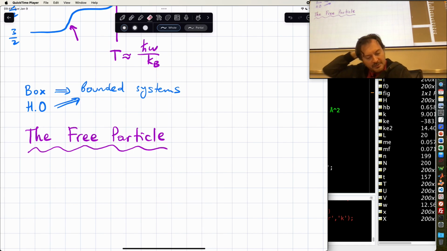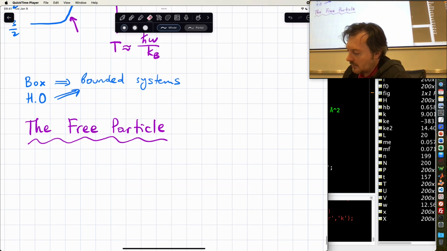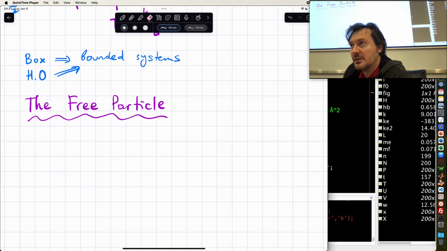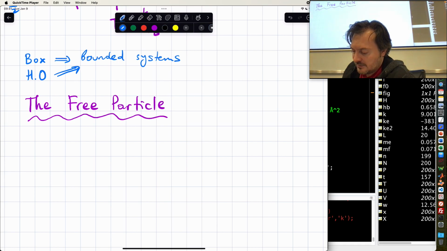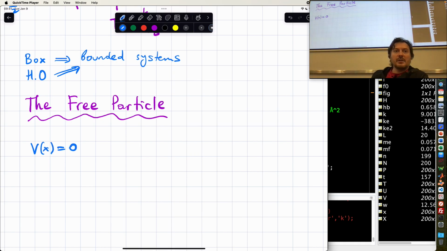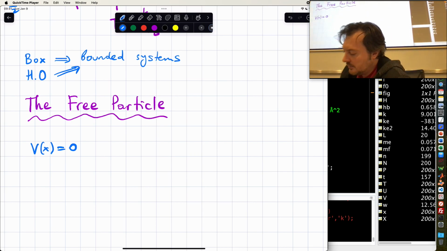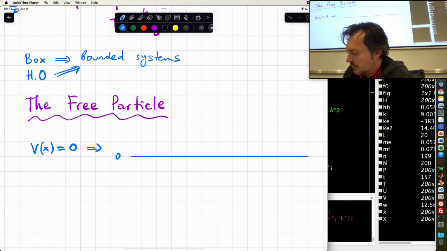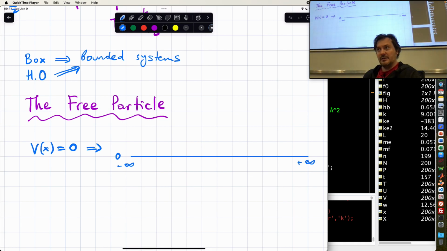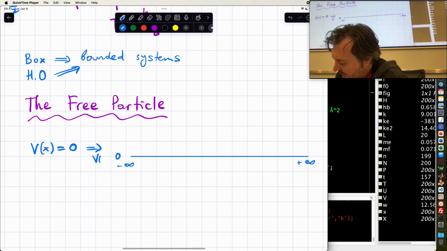But what about the free particle? For the free particle, it's actually very similar to the box potential. Box potential was also V(x) equals 0, but it went to infinity at some point. Now it doesn't go to infinity at any point, just V(x) is 0. That's it. What does it mean? You simply have a potential that is 0 everywhere. It goes from minus infinity to plus infinity. So let's say this is the 0 potential, V(x) equals 0.